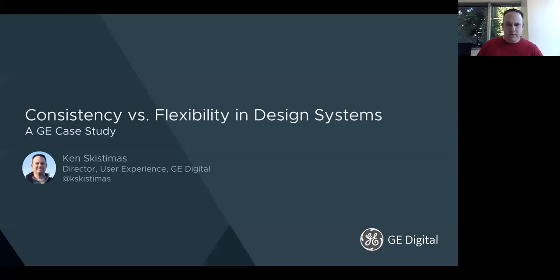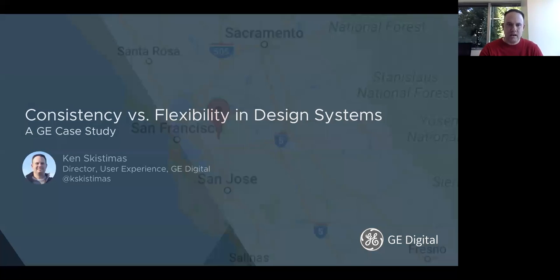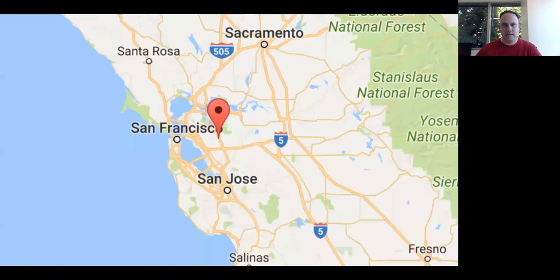Hello, everybody. Looks like we got a pretty good selection of folks from around the globe. Like you mentioned, my name is Ken Skistimas. It's like Christmas, if you have trouble pronouncing it, just like it looks. I work here at GE Digital. We are in San Ramon, California. It's a beautiful day here. We're about 30 miles outside of San Francisco in the Bay Area. If you're in the area, come by for lunch. It's nice out here.